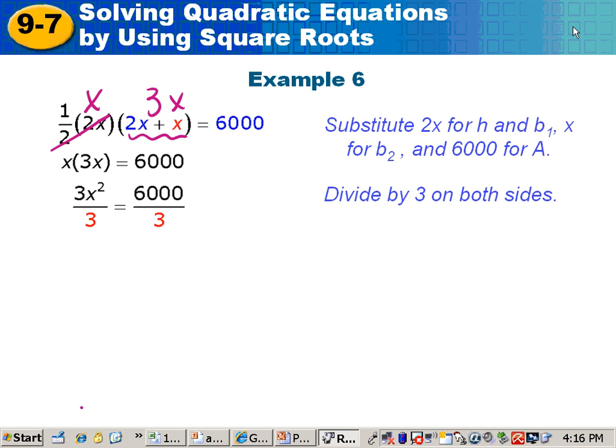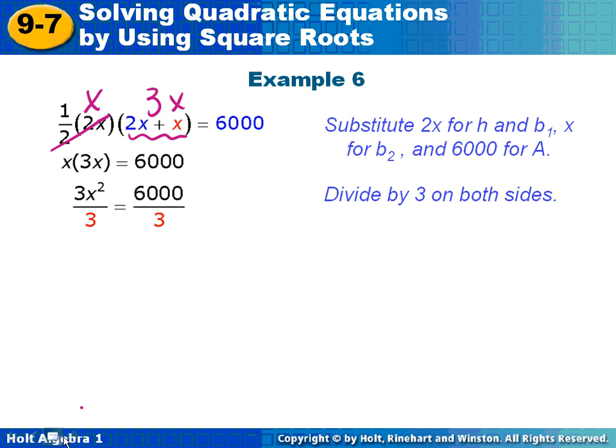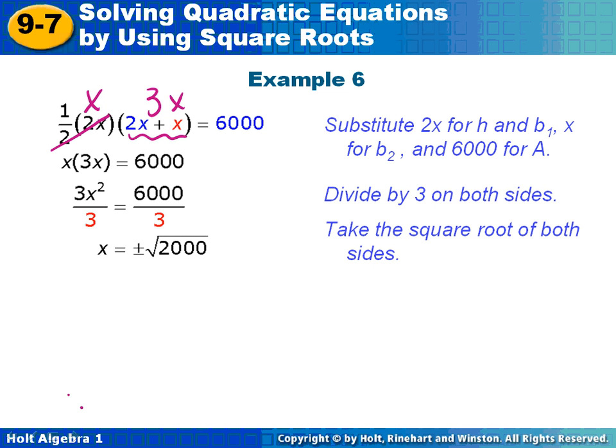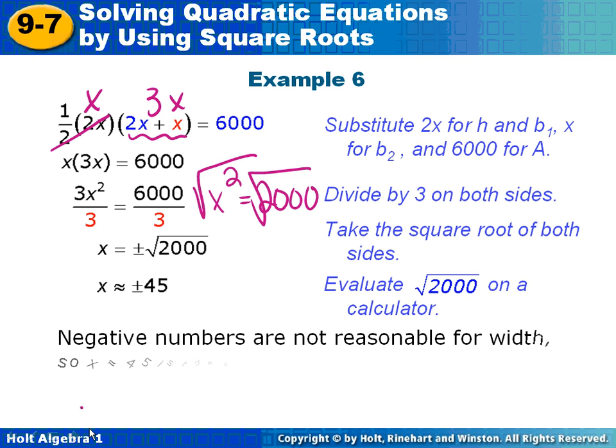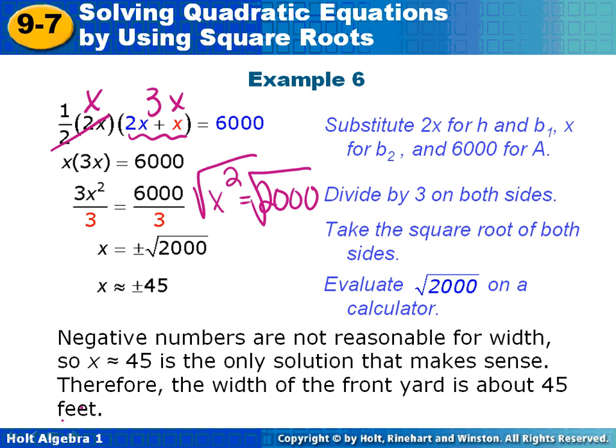Okay, now I'm going to divide both sides by 3, and that gives me x squared equals 2,000. Take the square root of each side, and I get plus or minus the square root of 2,000. Now, square root of 2,000 on the calculator is plus or minus 45. However, negative numbers are not reasonable for the width, so my only solution is 45, approximately 45 feet. Remember, those little squirrely things mean approximately.